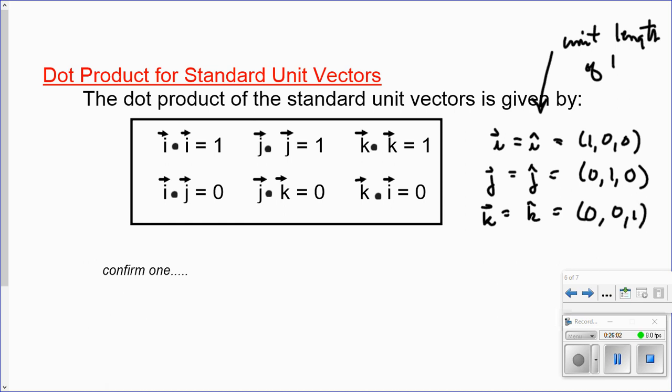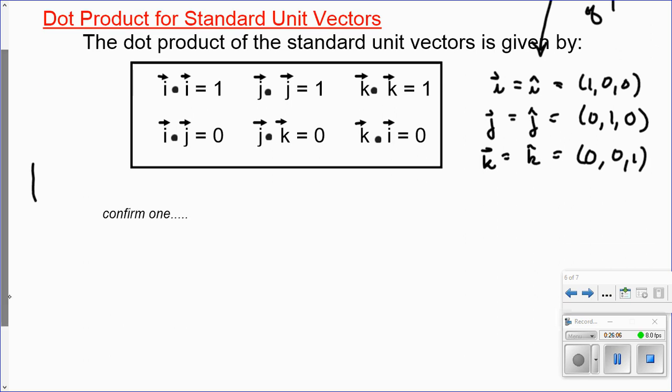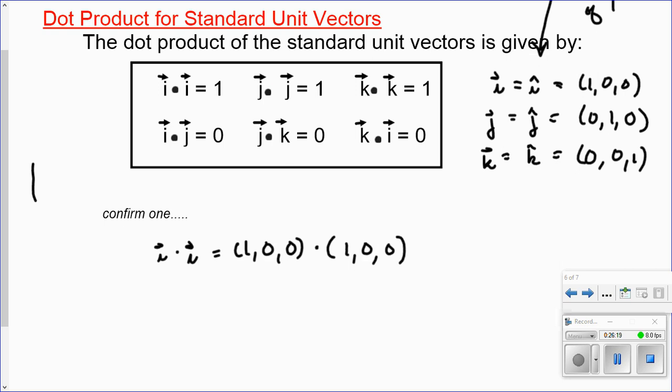So here are the properties, and I'm going to confirm one. I'm going to confirm two while I'm at it here. Let's confirm i hat dot product with i hat. So that's going to be 1, 0, 0 times 1, 0, 0, and that'll be 1 plus 0 plus 0 equals 1. So the dot product of the two unit vectors along the x-axis is 1.